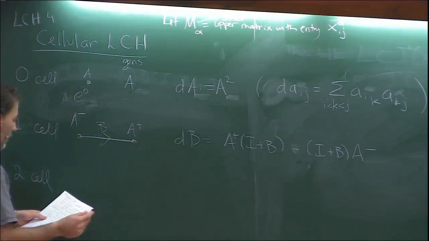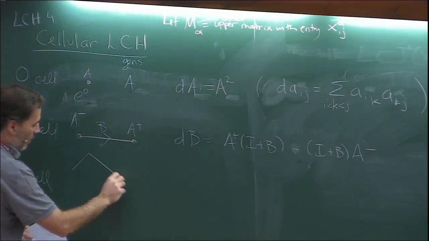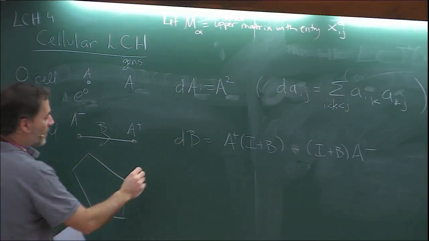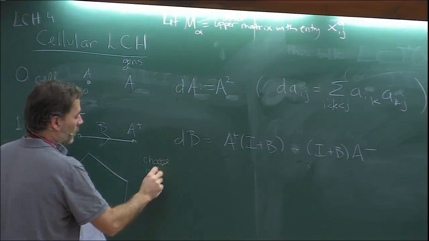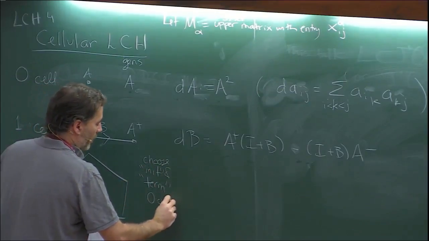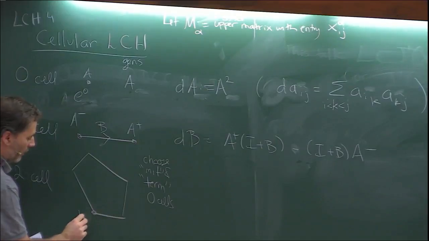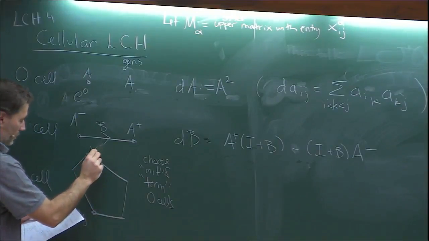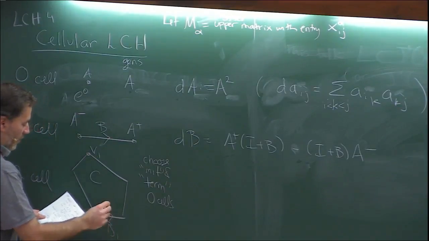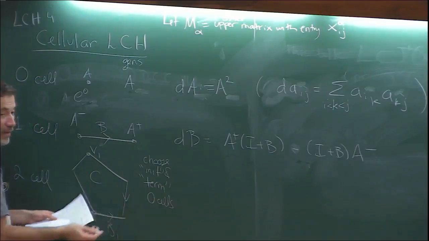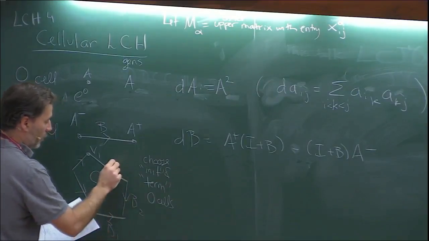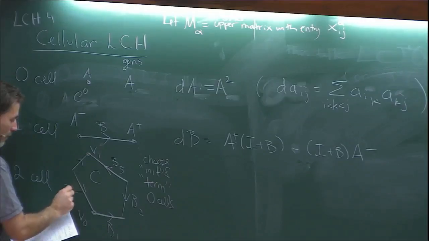And then for the 2 cells, let me just draw, who knows how many edges. For the 2 cell, first you have to choose an initial and terminal 0 cell. So I'll denote them V0 and V1. Now the orientation of the 1 cells may not have anything to do with how they sit in the plane. So maybe I chose the arrows like this, and let's say this is B1, B2, B3, B4, and B5.